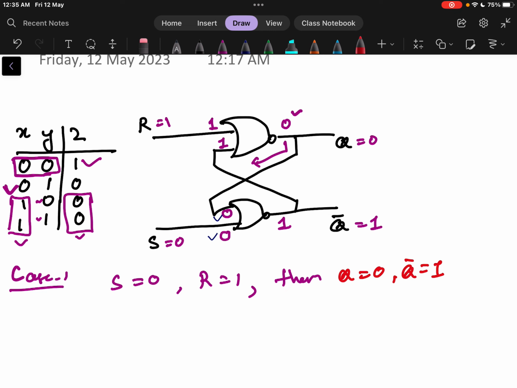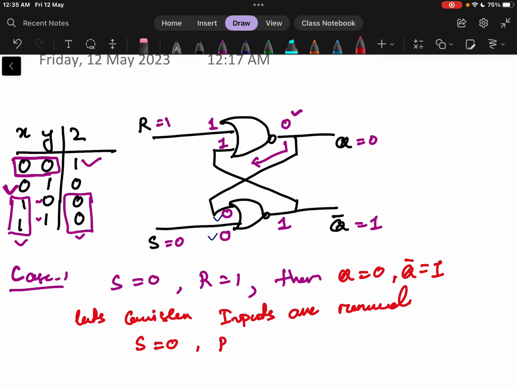So in that condition, we are saying that it can store 1 bit of memory. So how will it store? Now let us consider that we have removed the input. Removing the input means no input is given, we are removing the inputs. In that case, S equals to 0 and R will be equal to 0, fine.